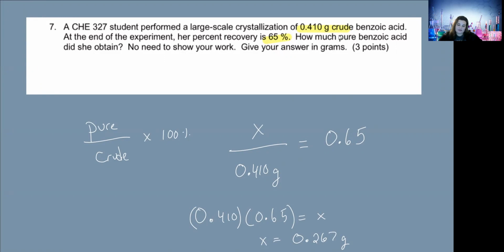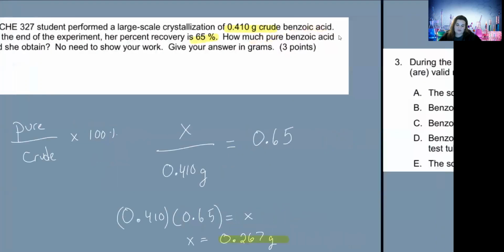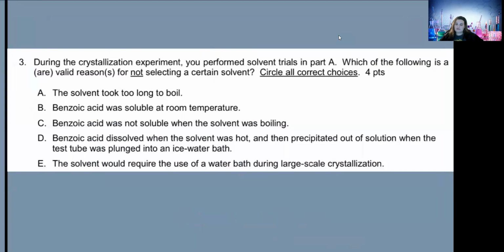So how much pure benzoic acid did she obtain? 0.267 grams of pure benzoic acid. Please make sure you bring a calculator with you. They will not have extras. They won't let you borrow anyone's. So make sure you bring a calculator with you, okay? Just for simple math like this. It's nothing too crazy. All right, let's try the next one. Go ahead, pause, try it out, and then we'll walk through it together.